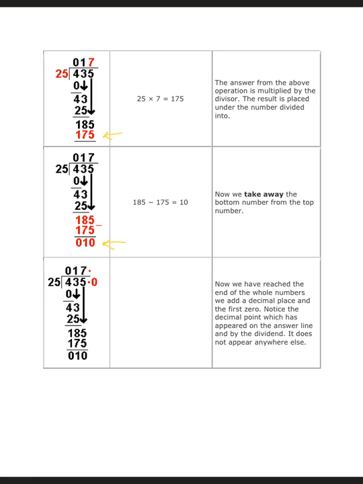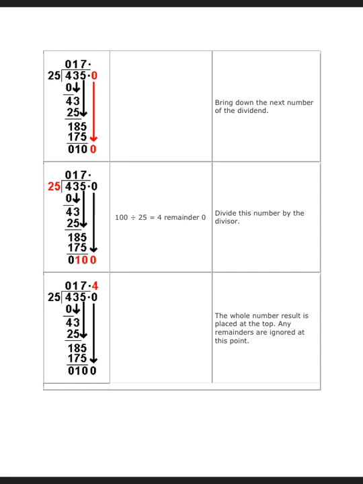Next step is extremely important. Now you have to add a decimal place and a 0. But what you must remember is wherever your decimal place is, you must bring it straight up. After you add the 0 onto the end, now you're going to bring the 0 straight down.